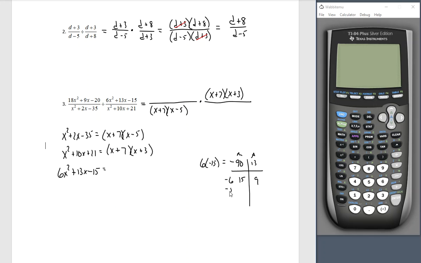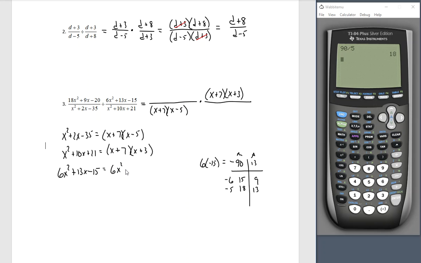5. 90 divided by 5. Let's turn on our calculator here. It's 18. Oh, look at that. Negative 5 and 18. That's a difference of 13. Fantastic. So the 6x squared plus 13x minus 15, I'm going to do this the long way.